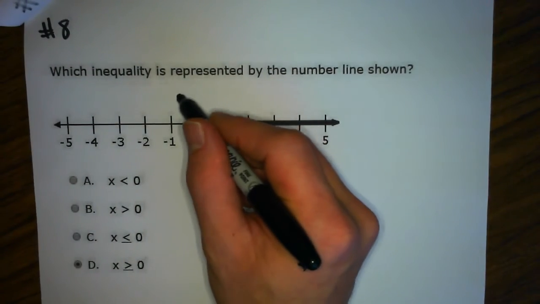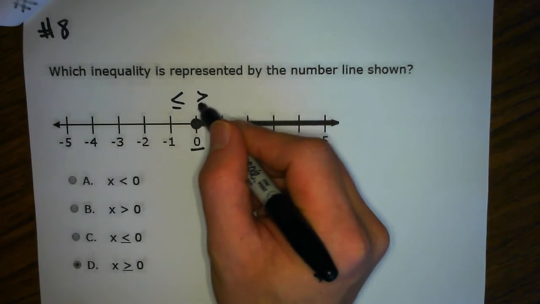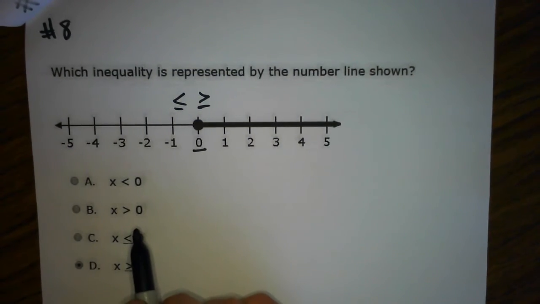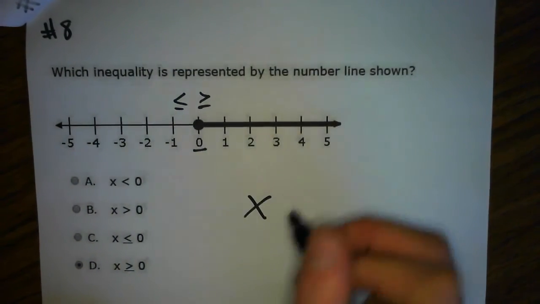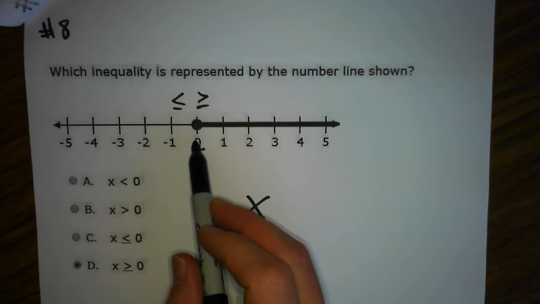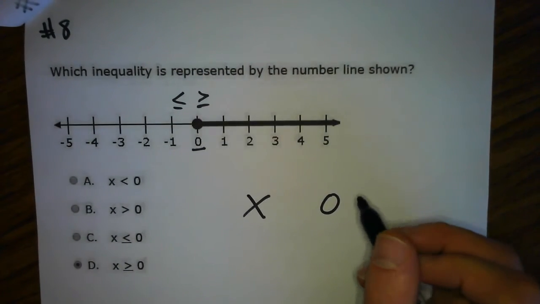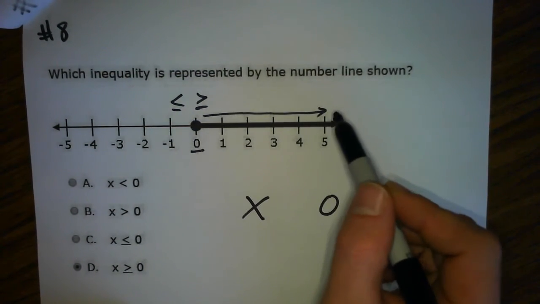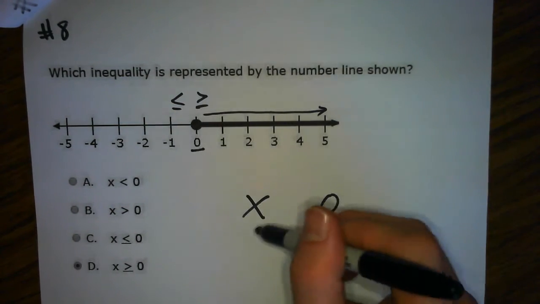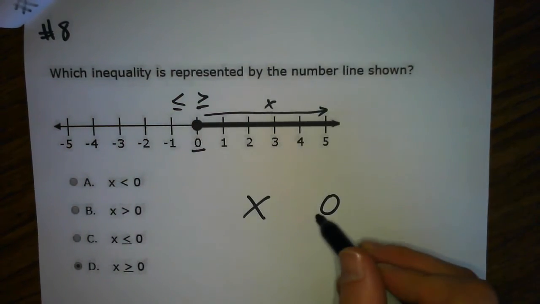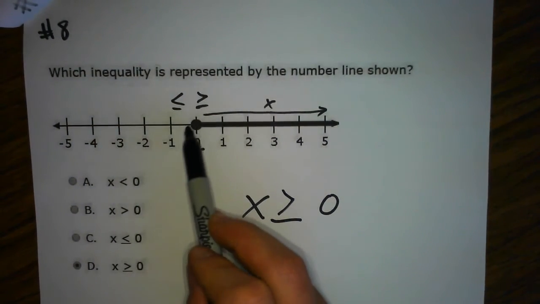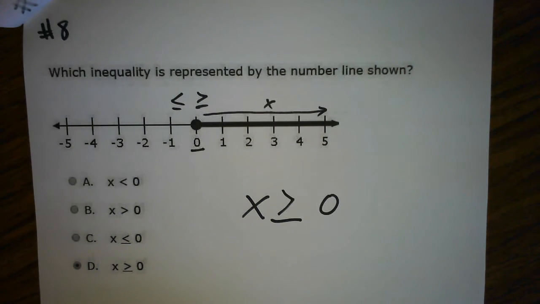So that means my answer is either going to be less than or equal to or greater than or equal to, since the number is shaded in on the number line. So whatever my answer is, x, I know that it could include 0 because it's filled in. Since the number line is shaded in this direction, whatever my number x is, it has to be greater than, or could also be equal to 0, because 0 is shaded in on my number line. So that should be my answer. X is greater than or equal to 0.